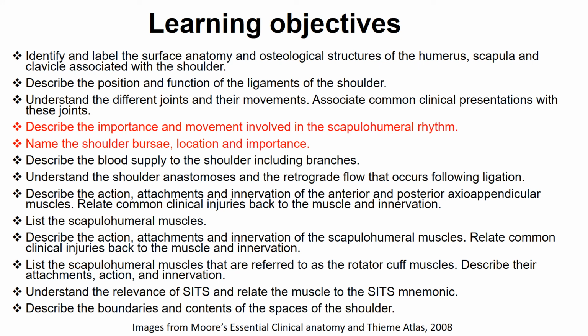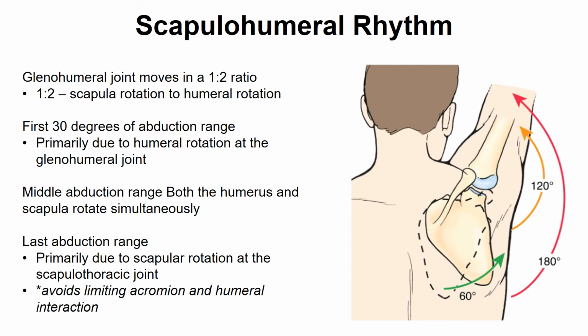Okay, so now we're going to talk about scapulohumeral rhythm. Scapulohumeral rhythm is basically just the movement of the scapula relative to the humerus. What this means is that for every 2 degrees the humerus moves, 1 degree of the scapula has to move. So if the humerus is moving 120 degrees, the scapula also has to move 60 degrees, creating a full 180-degree change.